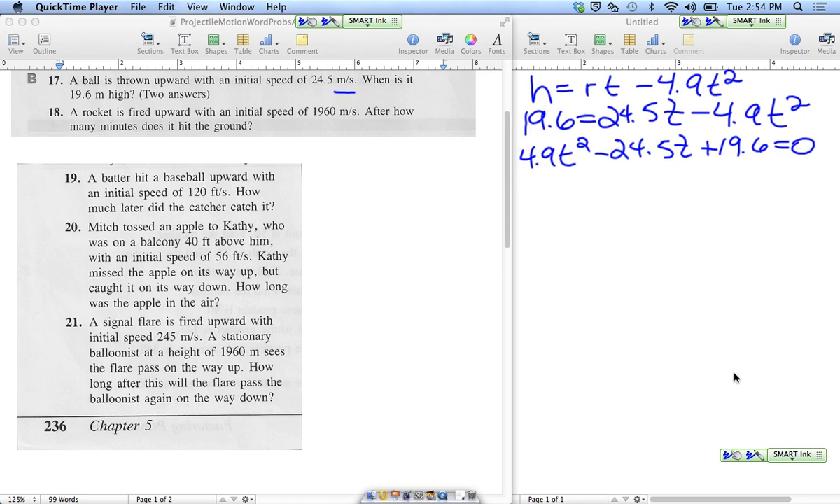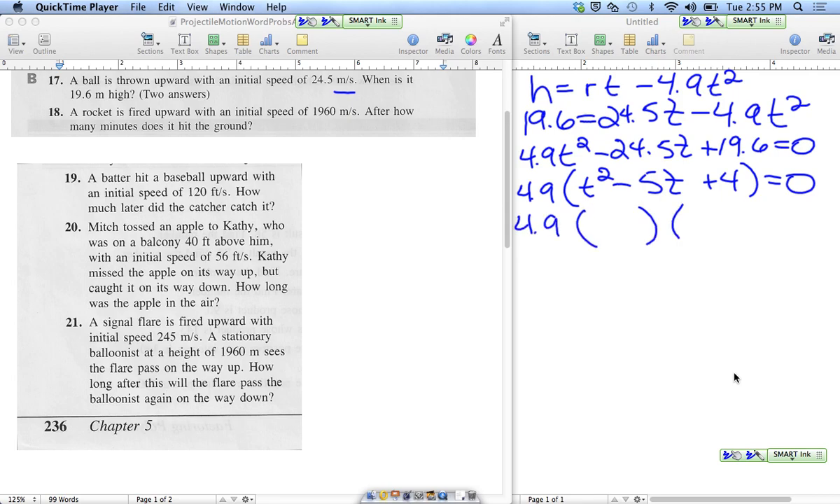If you factor out a 4.9 from each term, you can see that it turns into a really simple polynomial. And then you're simply left to factor what's inside. So you're looking for factors of 4 that sum to 5, and the 5 is negative, 4 is positive. So that means both of your binomial factors have the negative constant. And when you solve each binomial factor, t is 4, t is also 1.